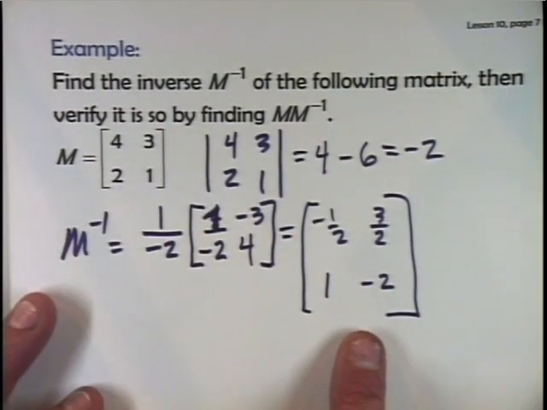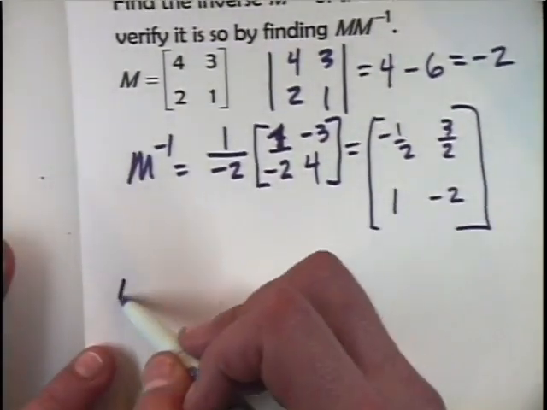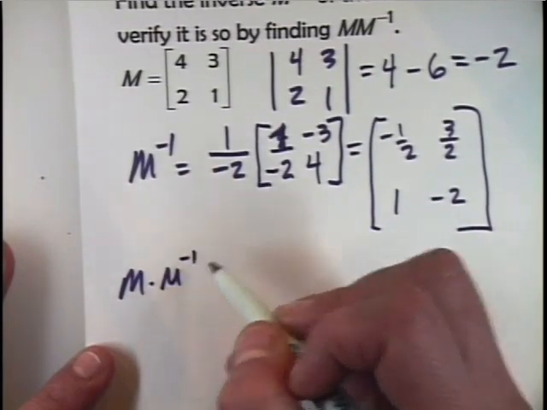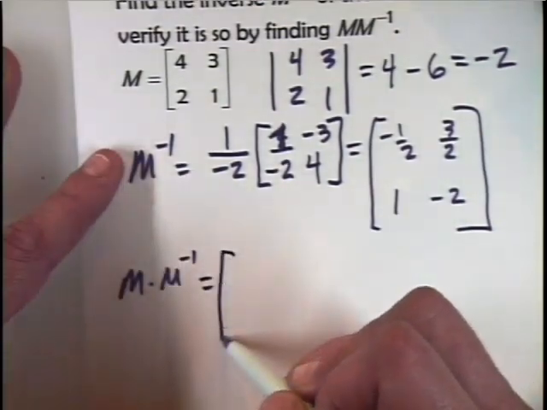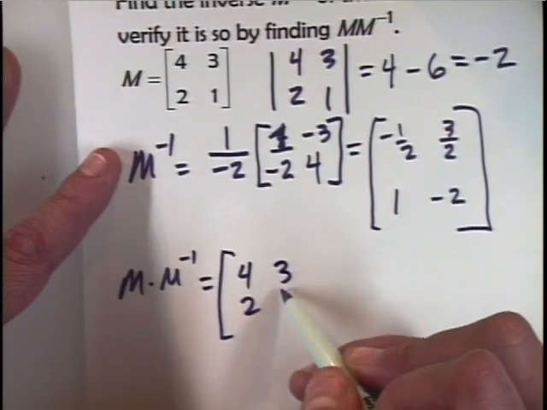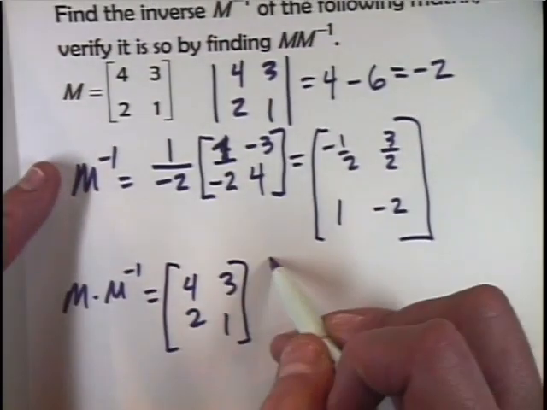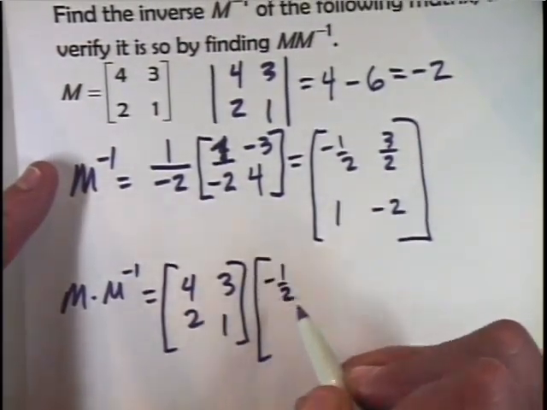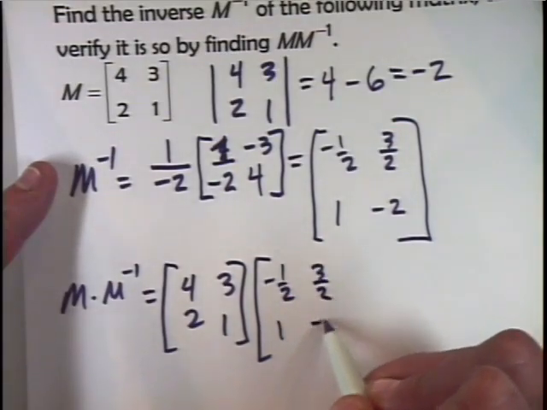Okay? Now, how can we verify that? Let's go ahead and do m times m inverse. What's it going to be? It's going to be 4, 2, 3, 1, the original matrix, times this new one that I found, negative 1/2, 1, 3/2, and negative 2.